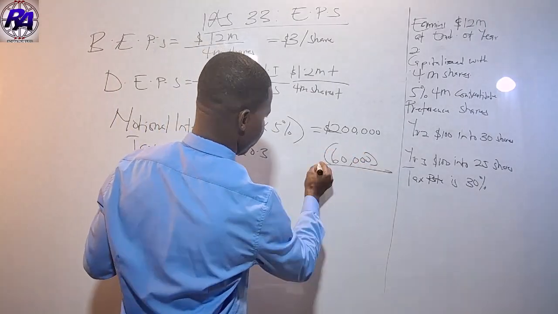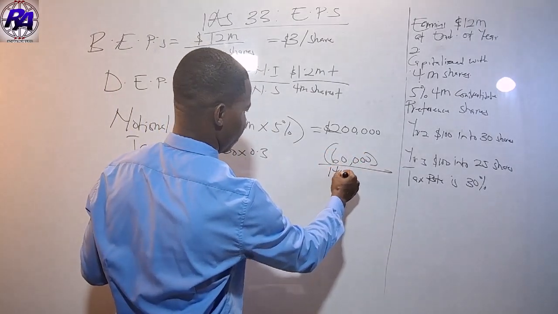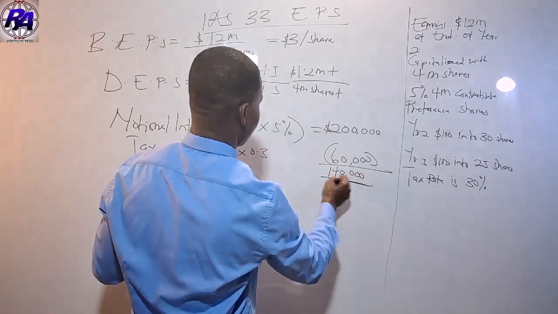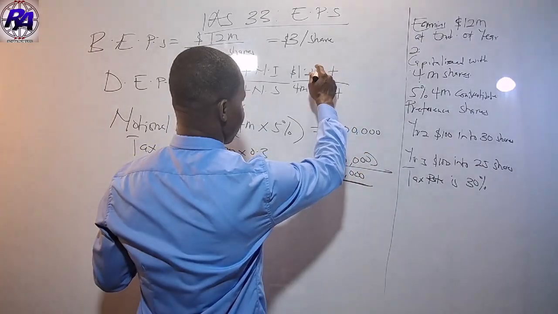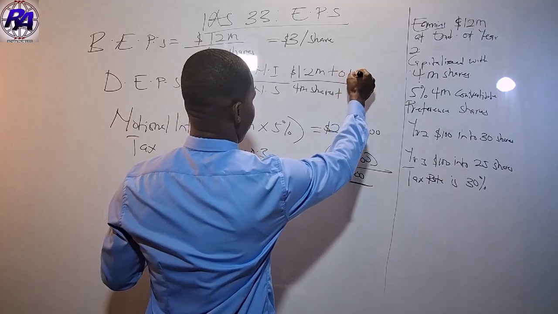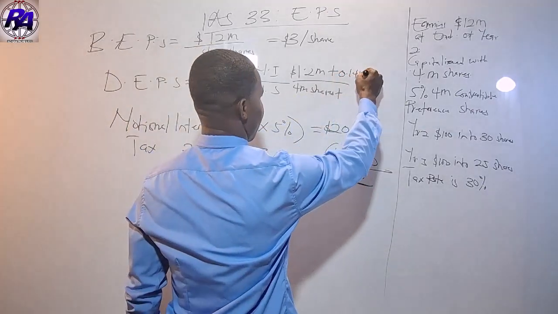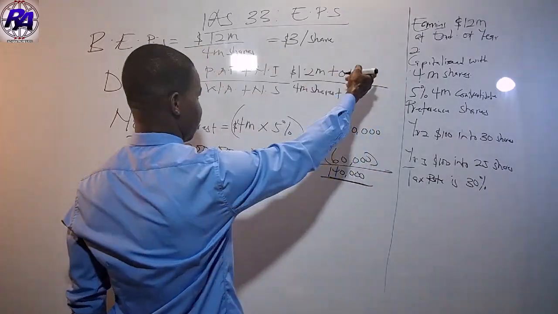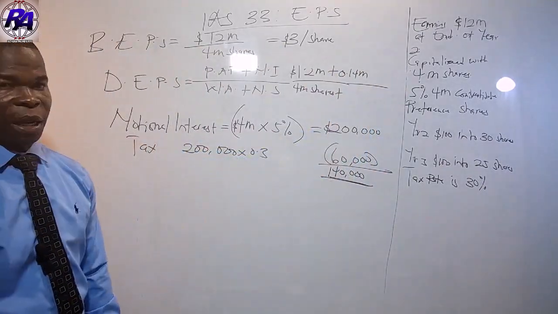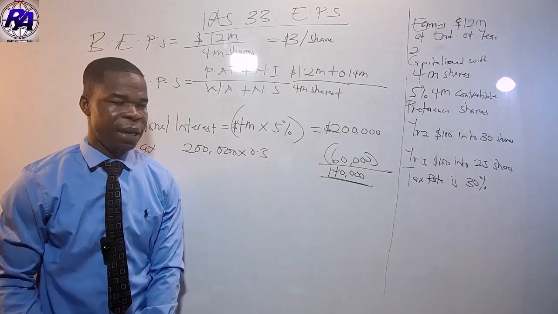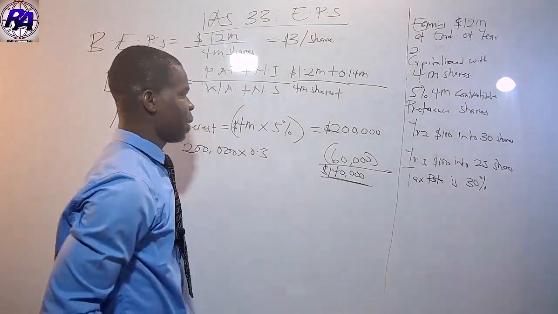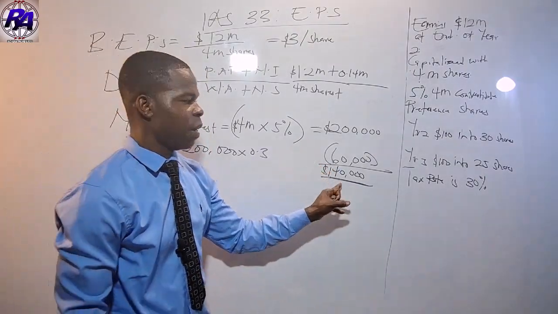So we take this from this to get our notional interest of $140,000. Since I'm leaving this one in 12 million, this will be 0.14 million. You can also bring the zeros. Okay, 0.14 million, because it's $140,000. So this is our notional interest. This is how to determine our notional interest.